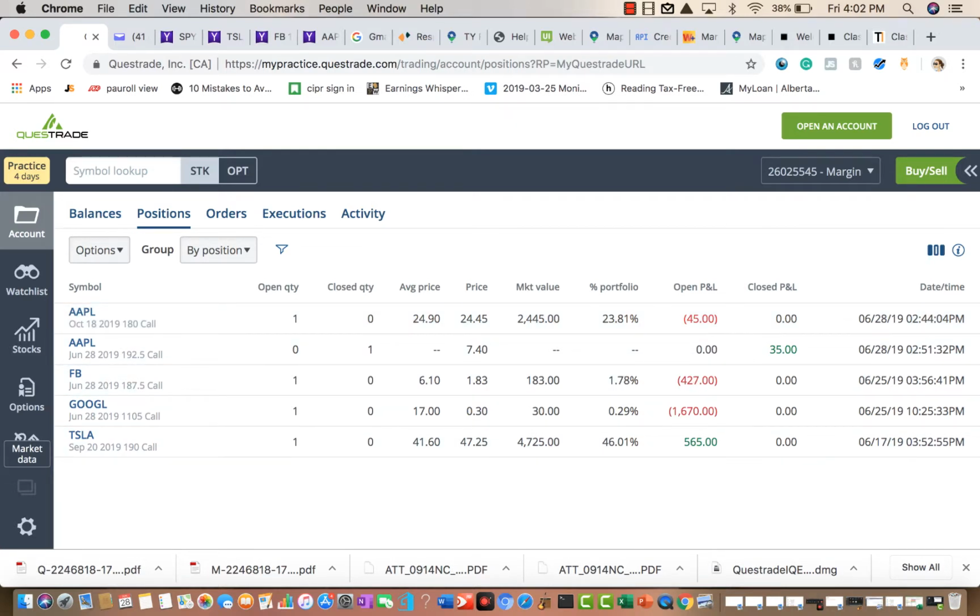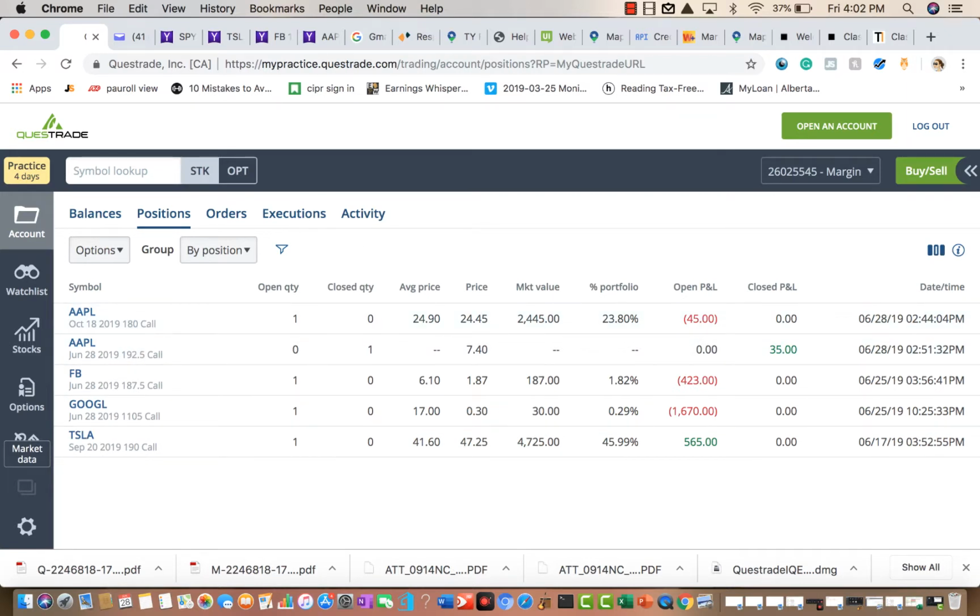I want to go over what these mean right here. Open quantity means how many contracts you have for each trade. Let's say for this one, for Apple, I bought one contract. That's why it says one right here. This one says 0 because it's already closed. I already closed this trade. That's why under closed quantity it says 1 right here. And the rest of them also say 1 because I bought one contract for each.